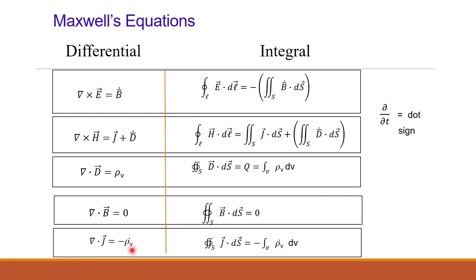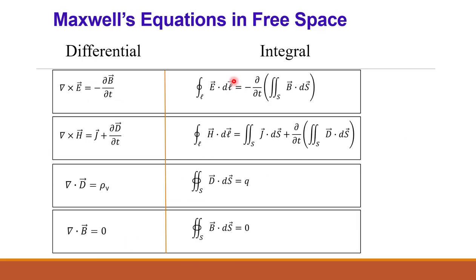So there was a variation of rho V with respect to time, so we have replaced that variation with a dot sign. Its integral form is closed surface integration of J bar dot dS bar is equal to minus volume integration of rho v dot with respect to dV. So these are some changes, replacing with the dot sign. Now let us move on to the media.